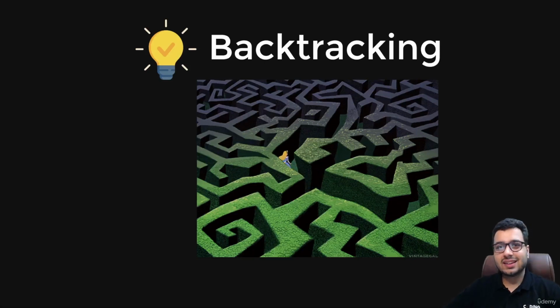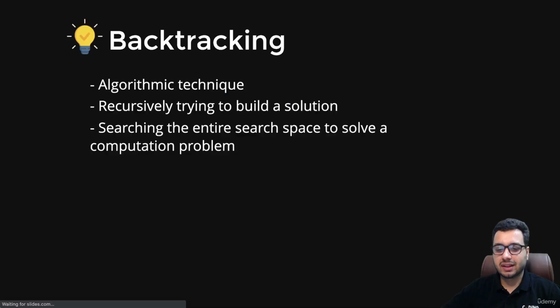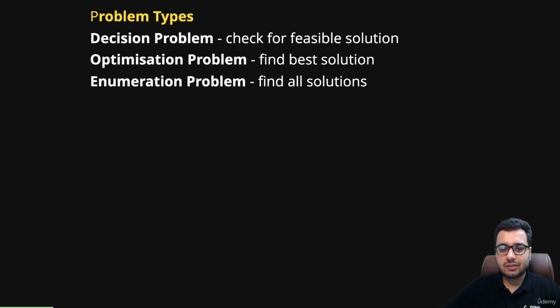Hi everyone, in this section we are going to learn about backtracking, which is a very powerful concept in algorithmic problem solving. It's an algorithmic technique in which we recursively try to build solutions. We try to search through the entire search space to solve a computation problem. So you might ask, okay, give me one example. We would be discussing various popular problems such as the n-queen problem, finding permutations, and finding subsets.